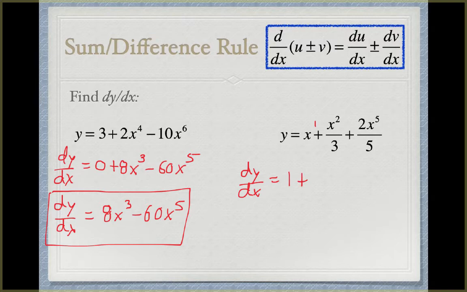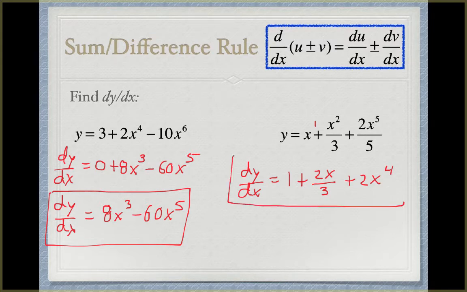This is going to be 2x over 3. We bring the 2 out front, and we subtract 1 from the exponent, so we have an exponent of 1. So we have 2x over 3. And then we bring the 5 out front. 5 times 2 is 10. 10 over 5 is 2. And this is plus 2x to the 4th.